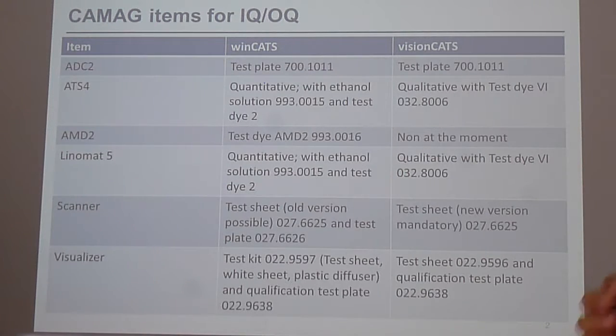So this is the new test sheet for scanner 3 and 4. You can use it for both. You can use it for WingCats, that's no problem. But the old one you can't use for VisionCats. The new sheet has three new things.